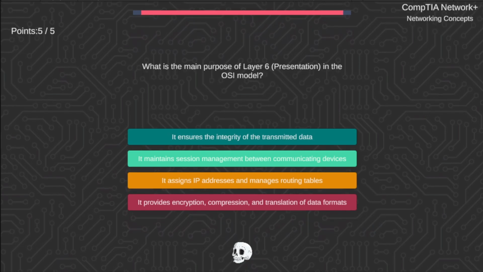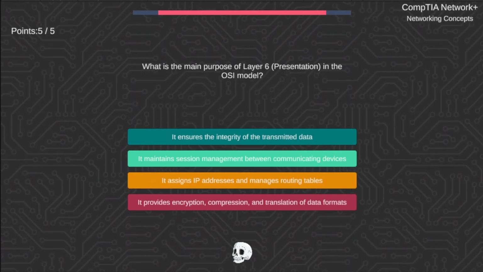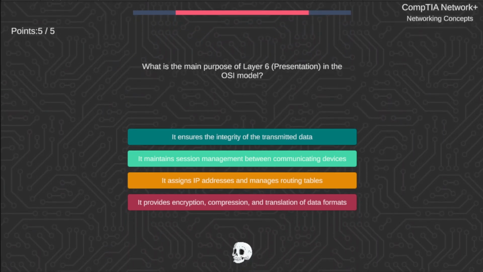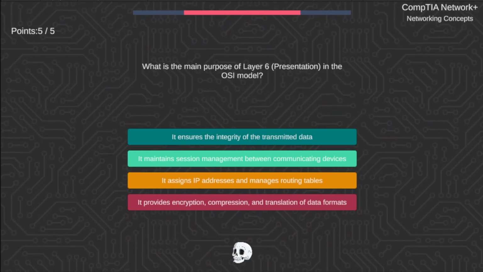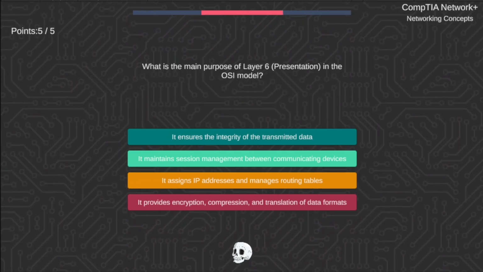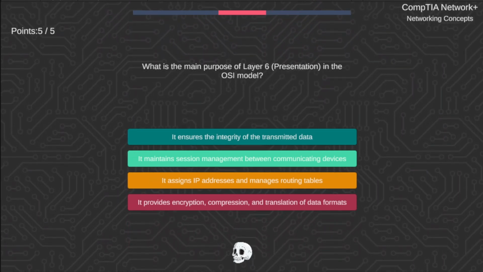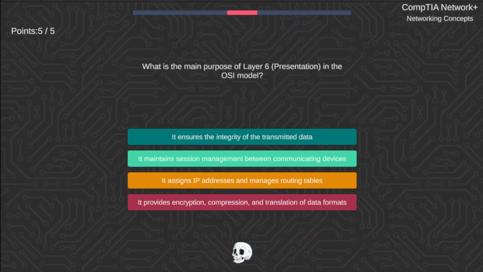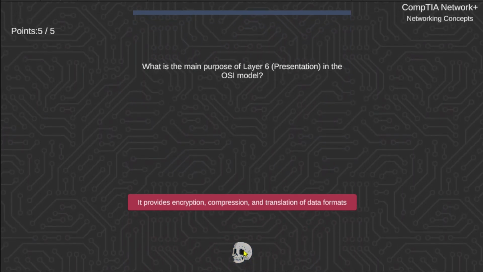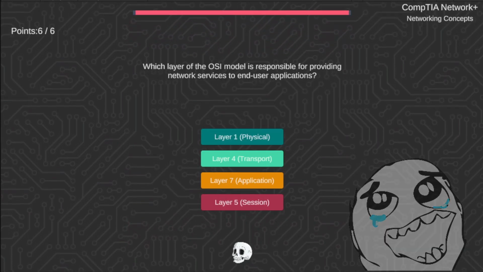What is the main purpose of Layer 6 presentation in the OSI model? It ensures the integrity of the transmitted data. It maintains session management between communicating devices. It assigns IP addresses and manages routing tables, or it provides encryption, compression, and translation of data formats. Layer 6 presentation in the OSI model. Correct answer is it provides encryption, compression, and translation of data formats.